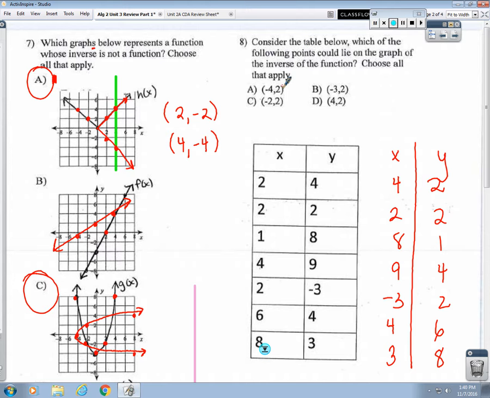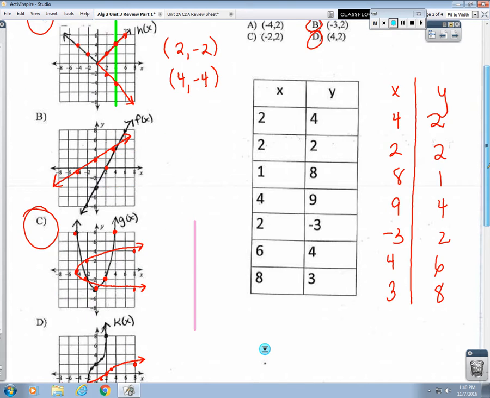Was negative 4, 2 one of them? No. Was negative 3, 2 one of them? Yes, so that's the right answer. Was negative 2, 2 one of them? No, was positive 4, positive 2? Yes, so B and D are the right answers. Okay, number 9.